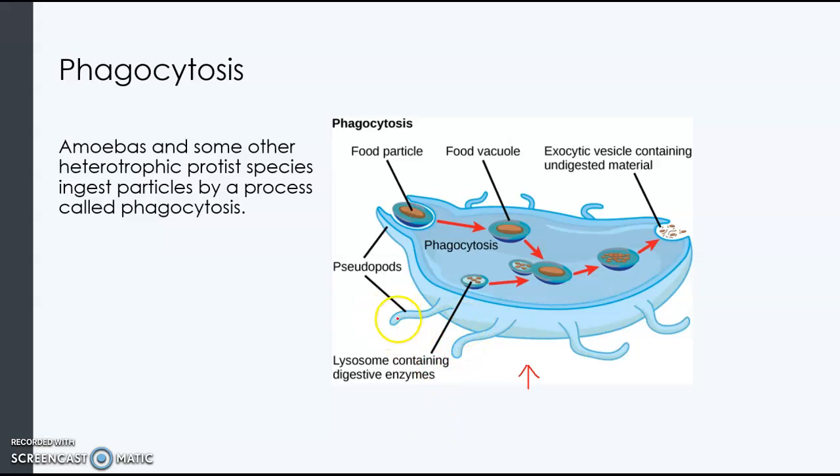You can see the pseudopods. Here's one, here's another. What you can see happening with this amoeba is a process called phagocytosis. The amoeba is wrapping its pseudopods around the food particle here and here. So the pseudopods, now we find that they have two uses. They can be used for movement, and they can also be used to engulf food by the process of phagocytosis.